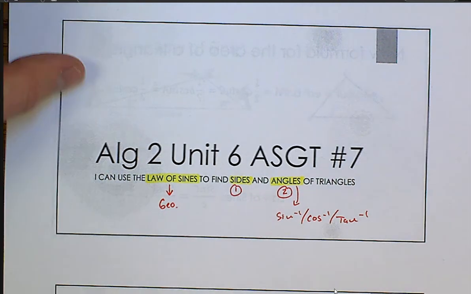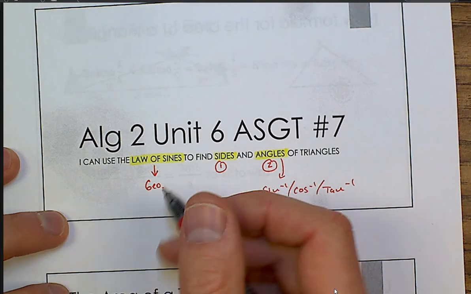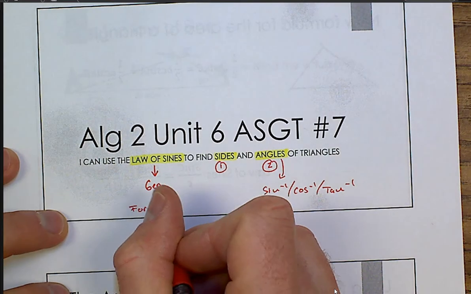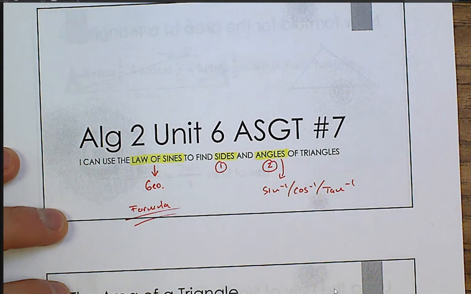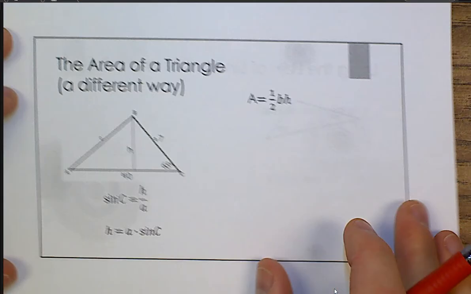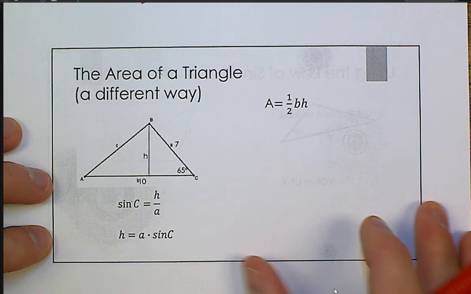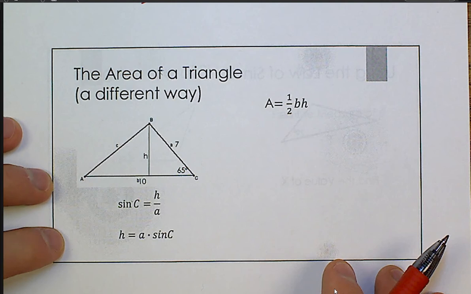So the law of sines is a formula, all right? And I'm going to actually show you how we get it instead of just giving you the formula, because I think that's important, especially in an honors class, to figure out where things came from. So this is a different way of finding the area of a triangle.